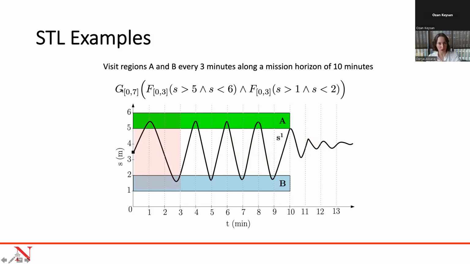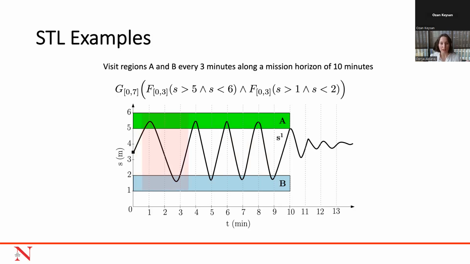And if I change, for example, the order of these temporal operators, previously it was FG, so it is eventually globally, but this time it's globally eventually. Then these types of specs can describe periodic behavior. So this is mainly showing visit regions A and B every 3 minutes along a mission horizon of 10 minutes, which means that this time I have a 3 time step shaded area, as you see here. And I want the signal to go to A and B in that shaded area.